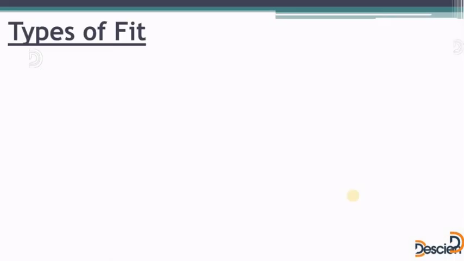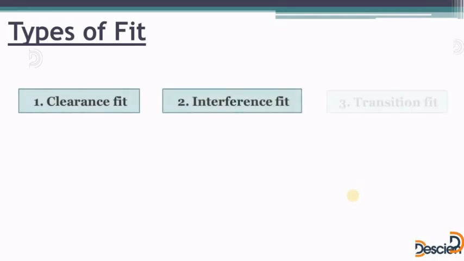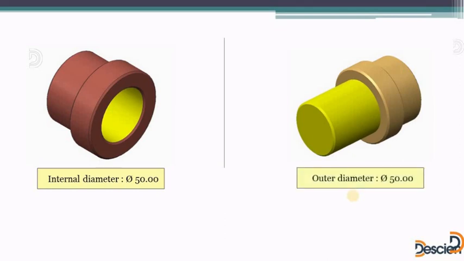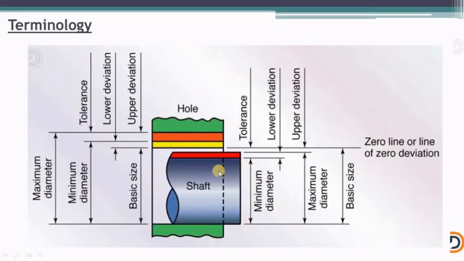Fit is majorly classified into three types. First is the clearance fit, second is the interference fit, and third is the transition fit. Before we move on to this topic, let me clear one point. In an assembly there are majorly two categories of part. The first part has the inside diameter and the second part has the outer diameter. The part having the inside diameter we call a hole, and the part having the outer diameter we call a shaft. We will refer to the hole and shaft for understanding the concept of fit. Also, in this session we will be using the terminologies which we learned in the previous session.